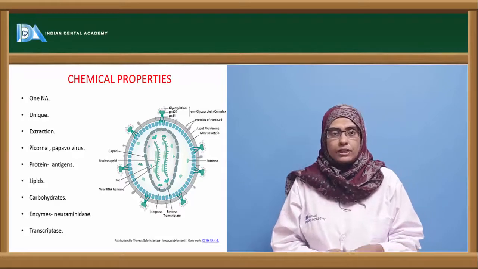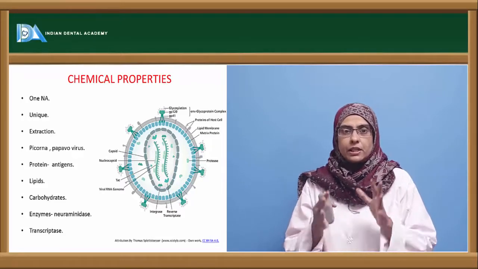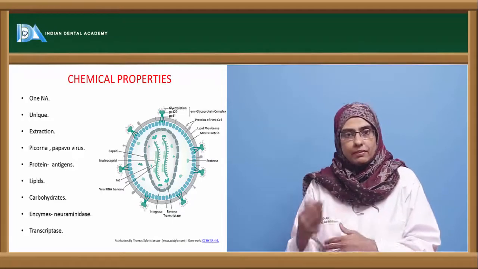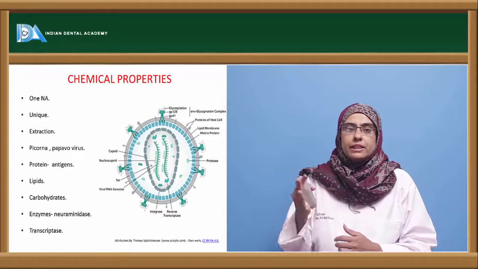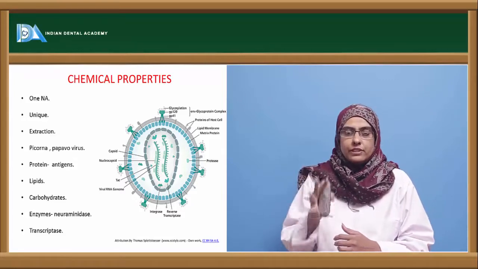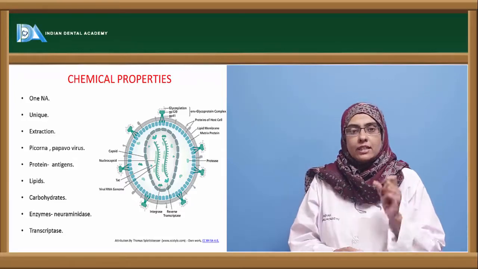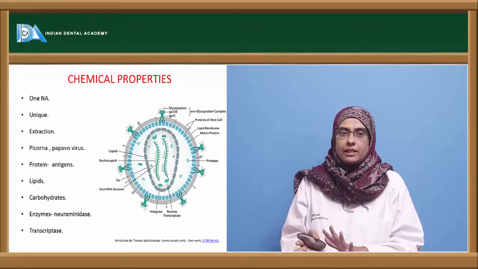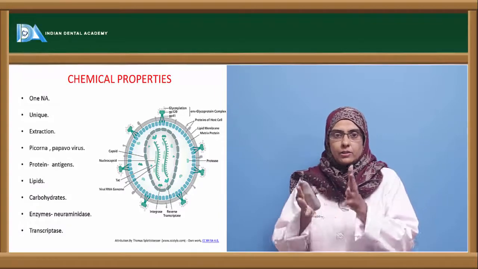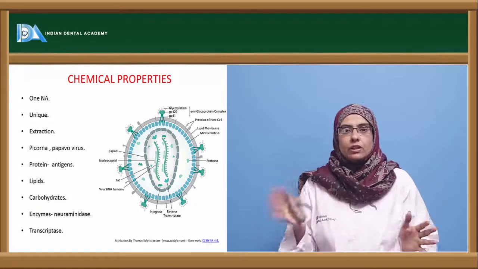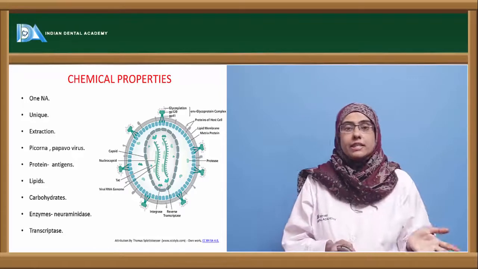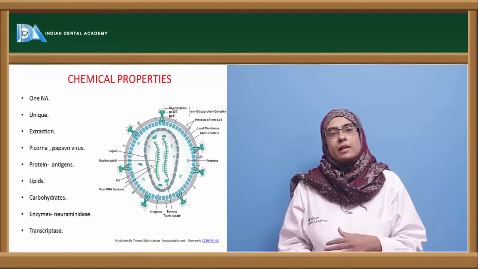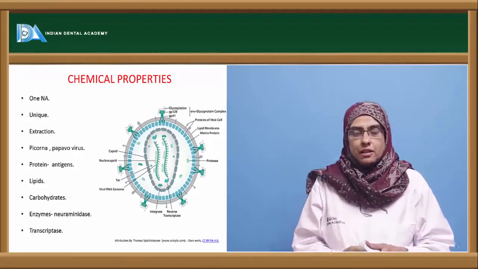Coming to the chemical properties, we know that these organisms are made up of two important components: one is a protein and the other is a nucleic acid. Apart from that, there are also certain other chemicals that can be seen in viruses. First we'll discuss the nucleic acid in detail. Only one nucleic acid is present, and it can be either DNA or RNA. The DNA can be either single stranded or double stranded. Similarly, the RNA can be either single stranded or double stranded.